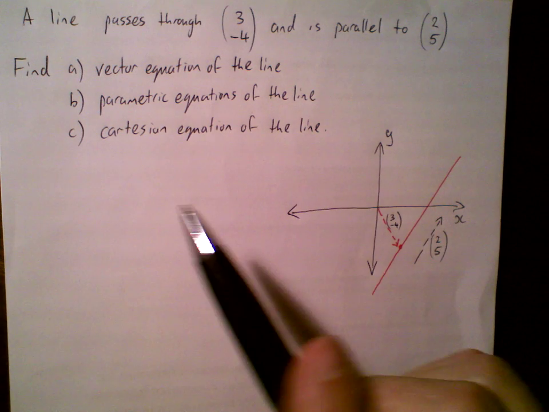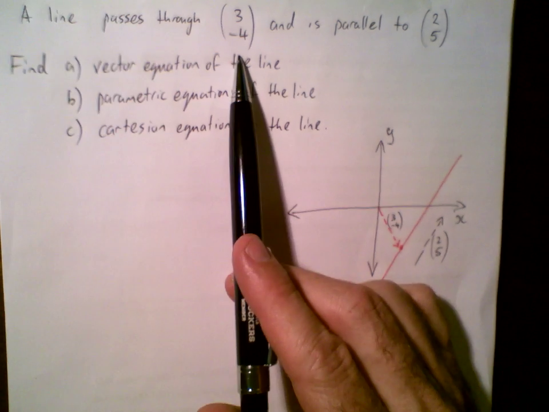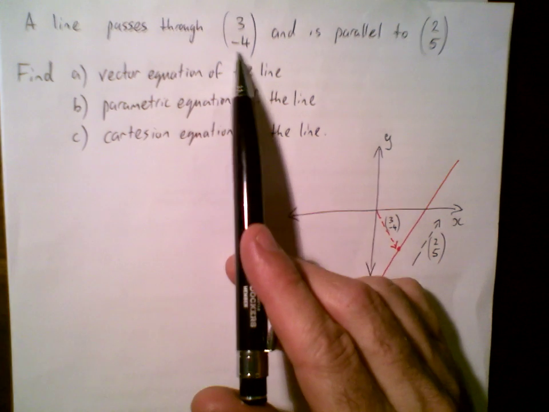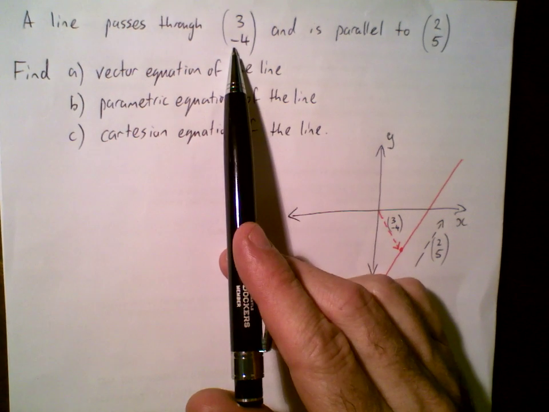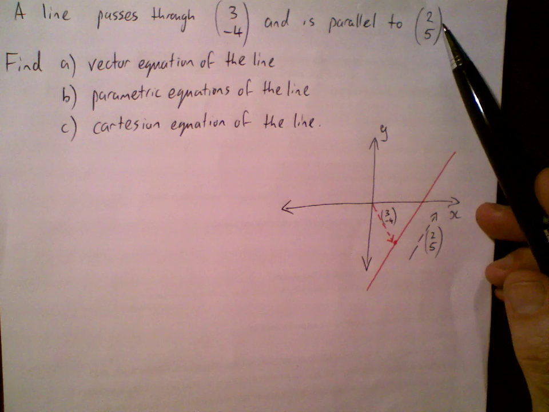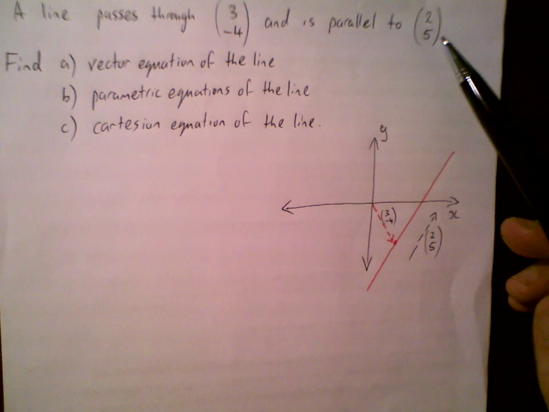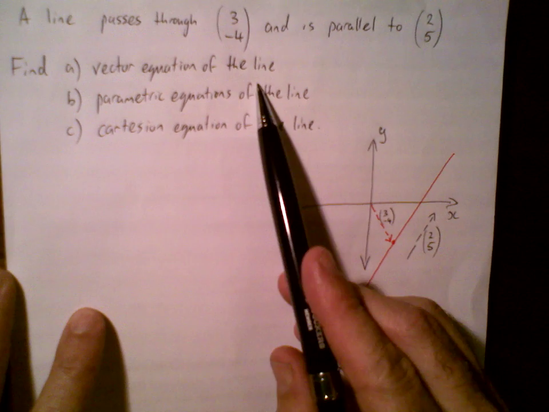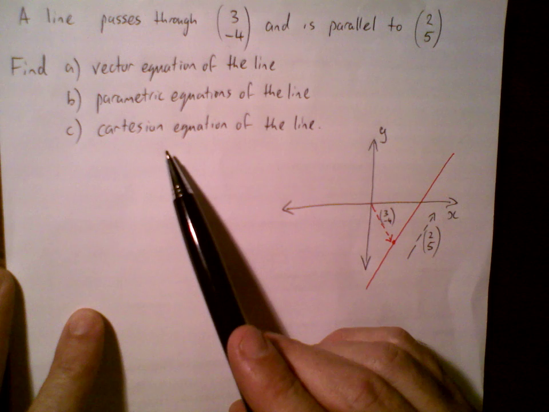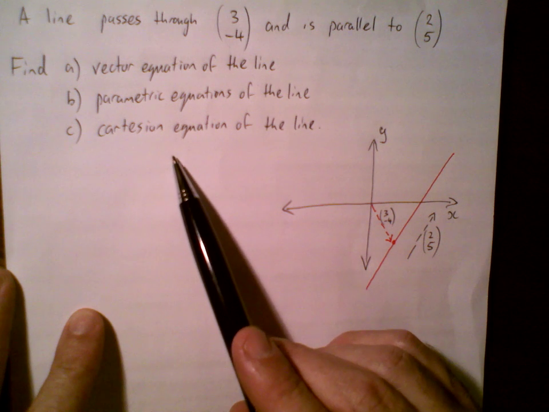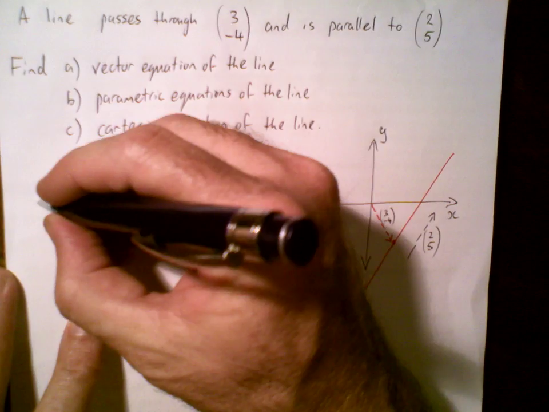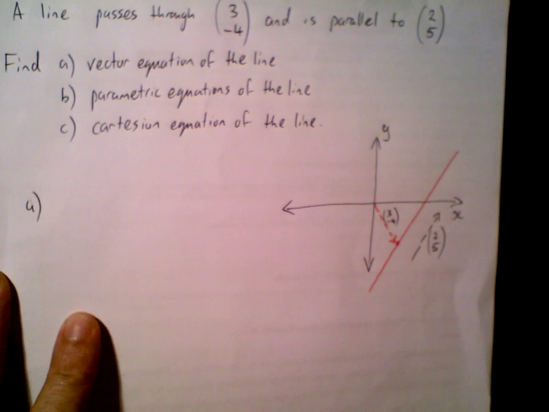Okay, we're going to have a look at a line that passes through the point with position vector 3i take 4j, and is parallel to this vector 2i plus 5j. And we're going to find the vector equation of the line, the parametric equation of the line, and the Cartesian equation of the line. So first of all, the vector equation of the line, which is straightforward.